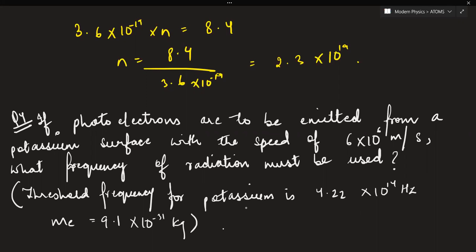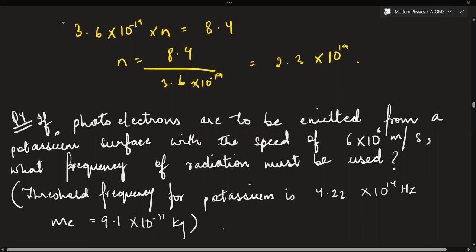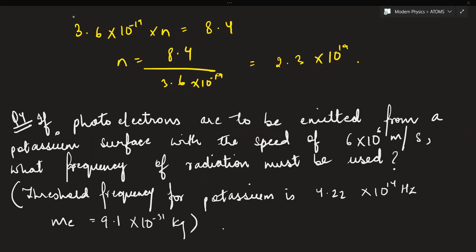First, which formula do we have to use? See, you have to use Einstein's photoelectric equation. Then only you will be able to connect all three. Frequency is given. If photoelectrons are to be emitted from a potassium surface with a speed... as soon as you see the term speed in your question, remember that it relates to kinetic energy. And with the help of kinetic energy, you have to use Einstein's photoelectric equation. For mass, take 9.1 into 10 to the power minus 31.